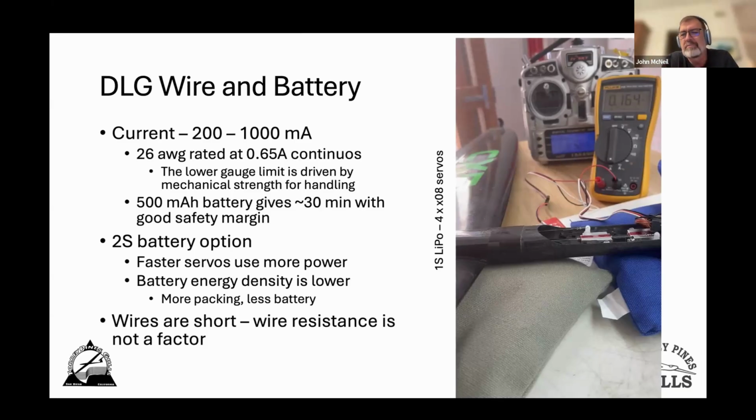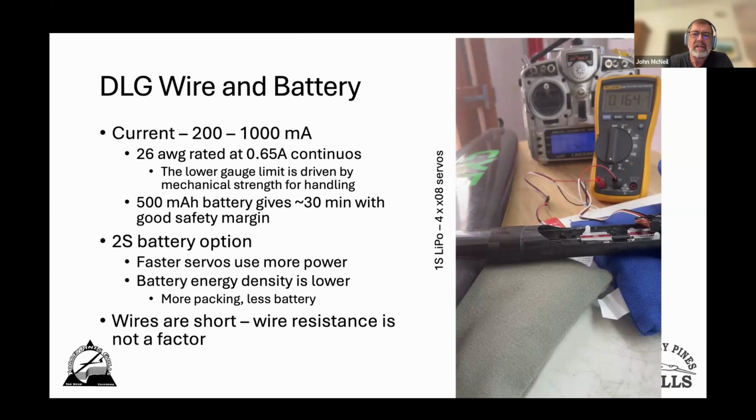So I say 200 to 1,000 milliamps. 26 gauge is rated at 0.65 continuous. So we're okay. You're going to be under 0.65 continuous. You're going to peak to an amp. Maybe you can imagine an amp and a half circumstance. And so you could say, well, let's go smaller than 26 gauge. And the problem would be that the wires are so small at that point that just the mechanical wear and tear of plugging things in and unplugging them and flying around and being flung by gorillas at 100 miles an hour, you start to worry about the robustness of the wire itself. And that's why you don't see lower than 26 gauge very often.